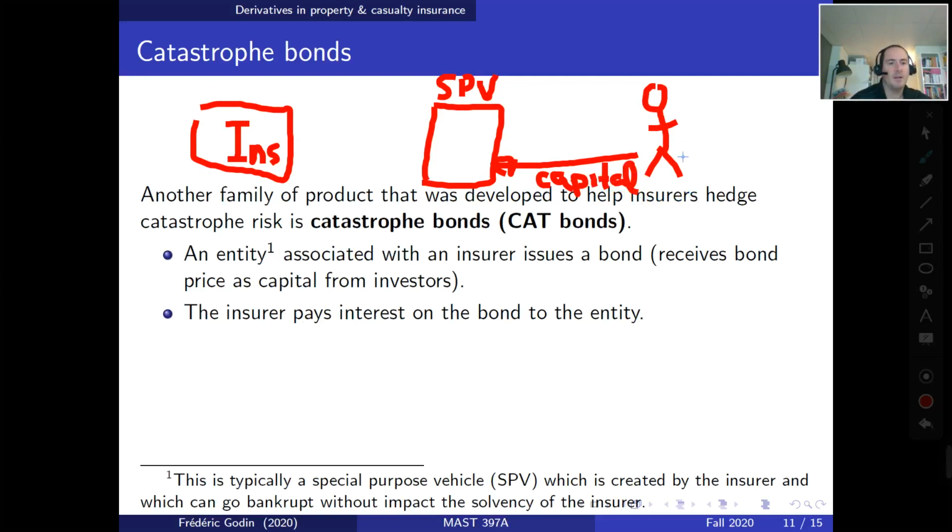Okay, so insurers purchase a bond. They give the capital, but they want to receive interest. So here the SPV must give them interest, but how will they receive these interests? Well, these interests will be paid by the insurer. So here you have interest payments that are paid by the insurer.